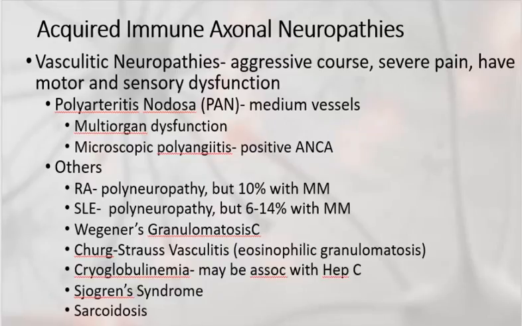And here is a list of conditions which may produce a vasculitic neuropathy, again showing those atypical and aggressive features with severe pain, including polyarteritis nodosa, which involves medium-sized vessels. There are several other autoimmune disorders, such as rheumatoid arthritis and systemic lupus, which typically cause a polyneuropathy, but in the minority of cases may present with a mononeuritis multiplex. And the various other vasculitic entities are listed lower down on the slide.